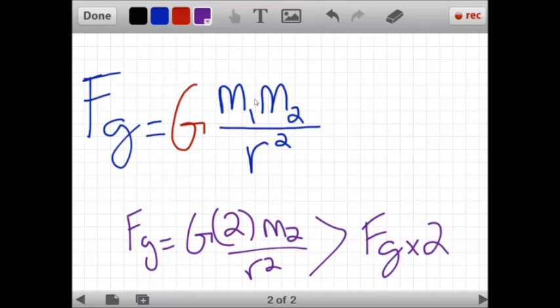The same goes for if I doubled this mass here. I put in a 2 here, and you'll see that you basically end up with this, except it says M1 here and 2 here. So your force of gravity is going to be doubled as well.